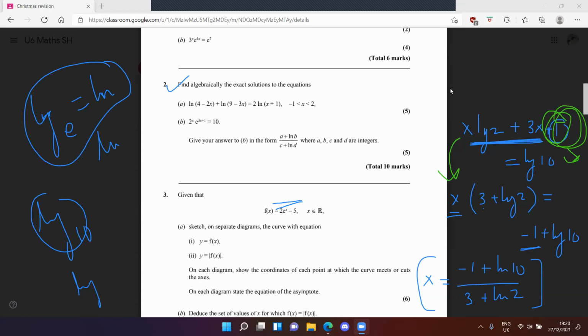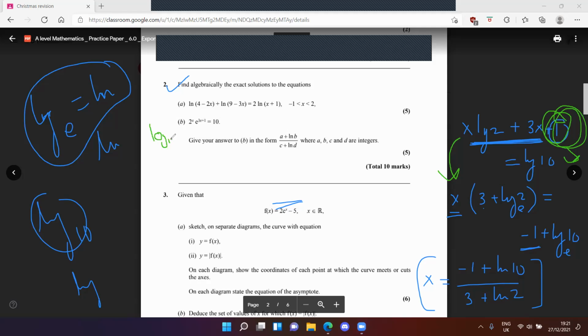So I could just change the logs for ln. Oh yeah, that's what I wrote here. If you don't write anything, it's assumed that it's always e here. Generally, we don't write it.